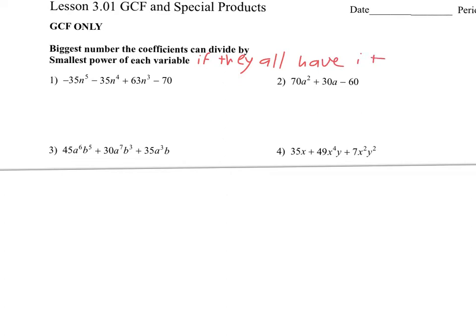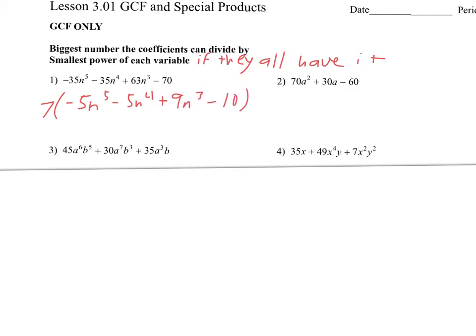So number one here, I look at all these numbers, I think these all divide by 7. And then they don't all have an n, so I cannot take out an n, so I'm just going to take out the 7. And then I'm going to put a parentheses, and inside, I'm going to divide each number by 7. So this becomes -5n to the 5th. This one becomes -5n to the 4th. 63 divided by 7 would be 9n to the 3rd, and then 10.